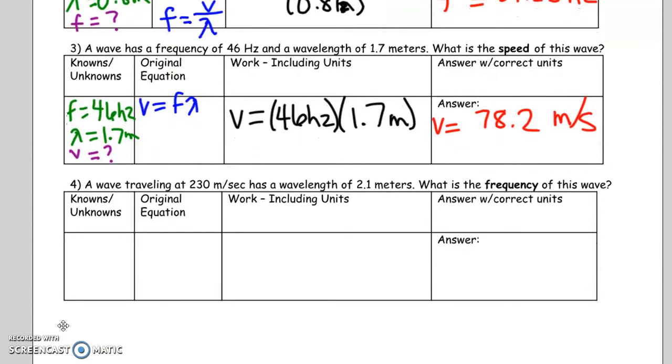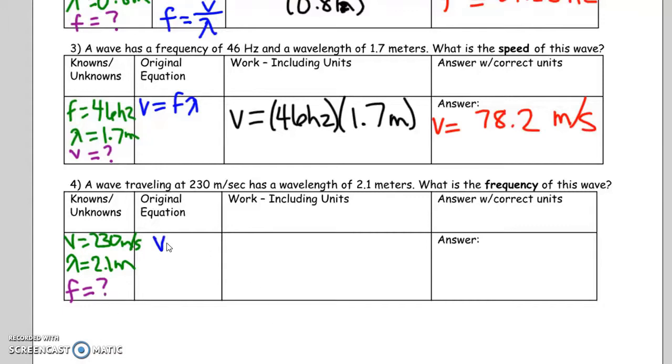Question number 4 says, a wave traveling at 230 meters per second, so speed is 230 meters per second, has a wavelength of 2.1 meters. Wavelength equals 2.1 meters. What is the frequency? Frequency is what we're looking for.